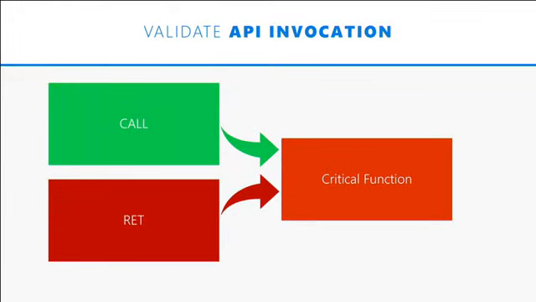We can validate, similar to the import address filtering, that the call into critical functions in Windows actually came from a call instruction versus a return instruction. You shouldn't be returning to Windows when you're entering a function. That should be coming from a call. Again, looking at protecting against a common adversary tactic.